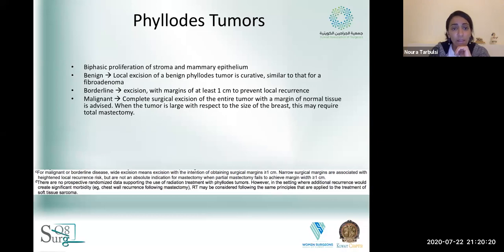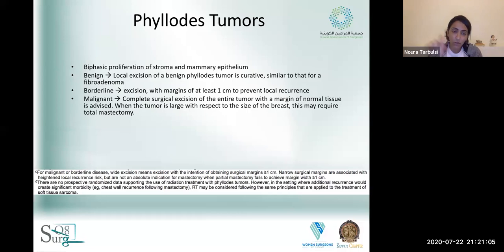The borderline ones, usually it's very hard to tell with certainty the subtype of the phylloid until you completely excise it. For borderline, if you found on core biopsy that it's borderline, make sure you take a 1 cm margin to prevent local recurrence. Malignant phylloids, again, you have to excise with 1 centimeter minimum of tissue around it. When the tumor is large with respect to breast size, this may require mastectomy. But don't start with a mastectomy in a benign or borderline phylloid. Offer them first wide local excision. But if it's malignant and it's large, then you might end up with a mastectomy.